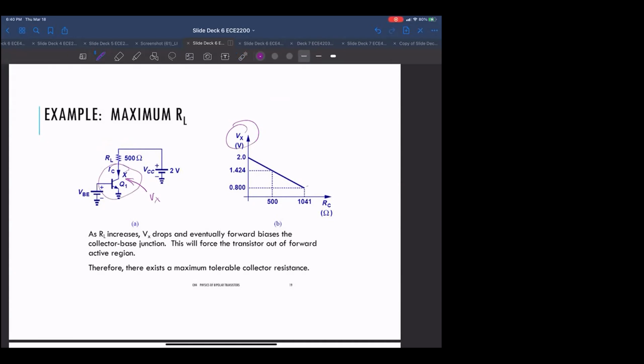Notice, at least in this example, I don't know what I sub S they were using, this point is when you hit 0.8 volts, which was our starting point here. If you go any further than this, Q1 is not in forward bias anymore. So you have to be really careful about what value you pick for this resistor.